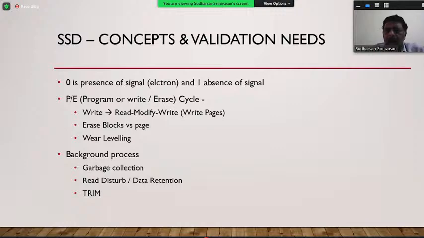The last is trim. Trim is nothing but, let's say if you're using a make file system, right?